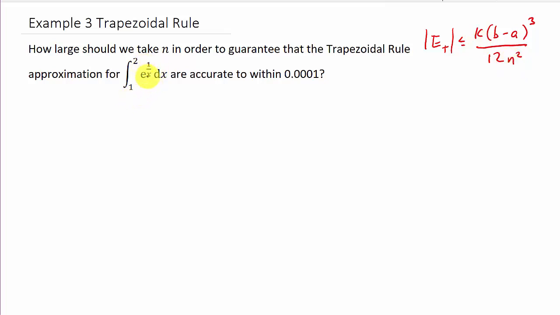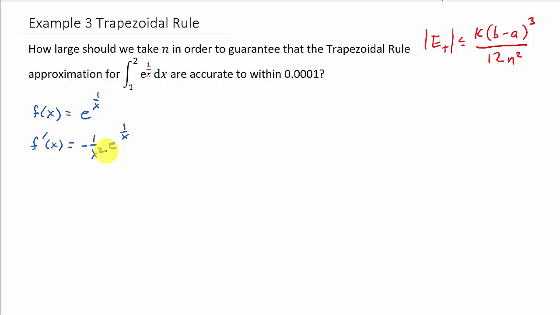Alright, so we need the second derivative of e raised to the 1 over x. So I've got f of x equal to e raised to the 1 over x. And so the first derivative, f prime of x, well, that's just what? e to the 1 over x times the derivative of the exponent. Now, what's the derivative of 1 over x? Well, that's negative 1 over x squared.